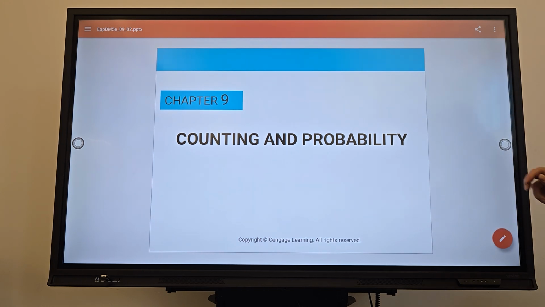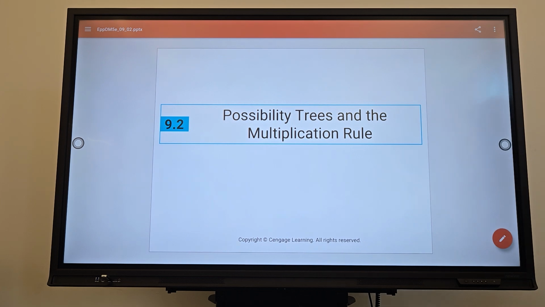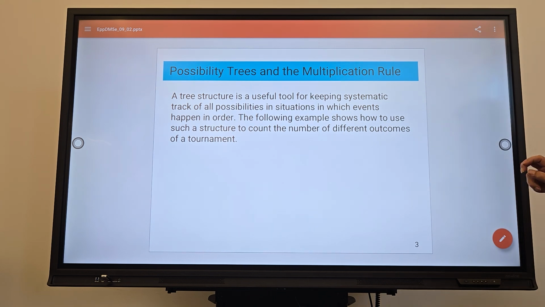Chapter 9, Counting and Probability, Possibility Trees, and the Multiplication Rule. A tree structure is a useful tool for keeping systematic track of all possibilities and situations in which events happen in order. The following example shows how to use such a structure to count the number of different outcomes of a tournament.